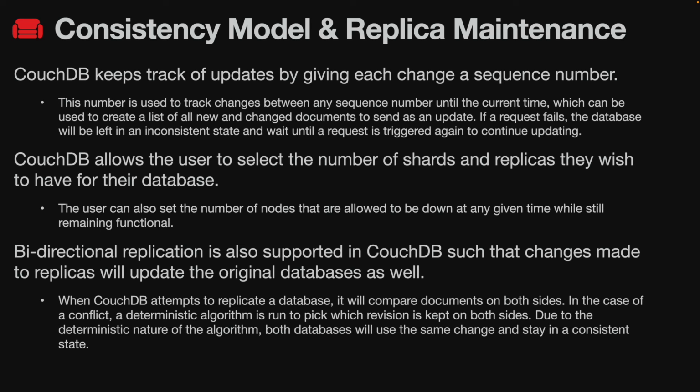Bidirectional replication is also supported in CouchDB such that changes made to replicas will update the original database as well. When CouchDB attempts to replicate a database, it will compare documents on both sides. In the case of a conflict, a deterministic algorithm is run to pick which revision is kept on both sides. Due to the deterministic nature of the algorithm, both databases will use the same change and stay in a consistent state.